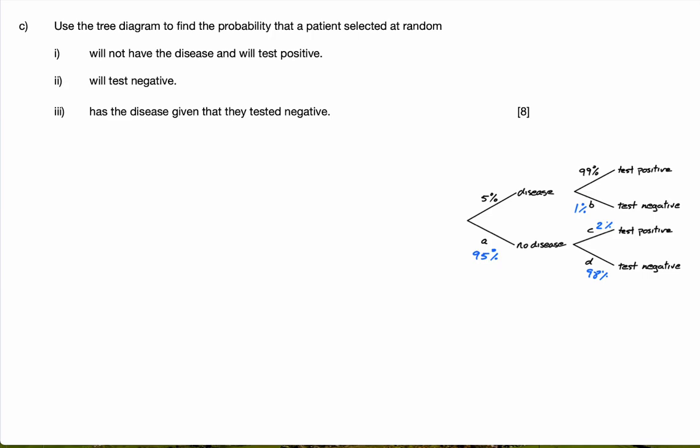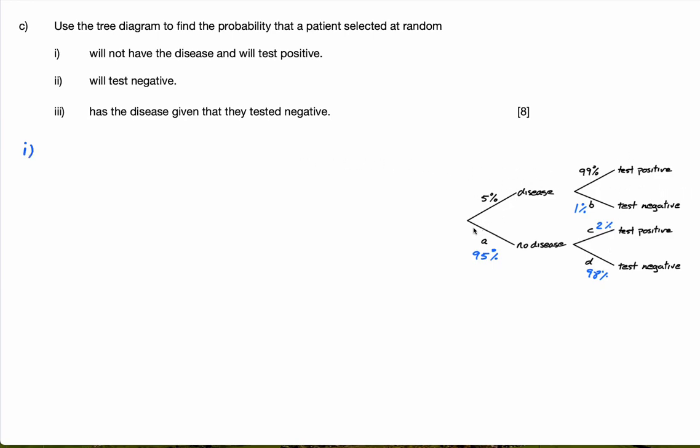Okay, so for part C, it says use the tree diagram here to find the probability that a patient selected at random will not have the disease. So if we remember, guys, from the tree diagram, when you go across, you multiply, and when you go down, you add, a bit like that.